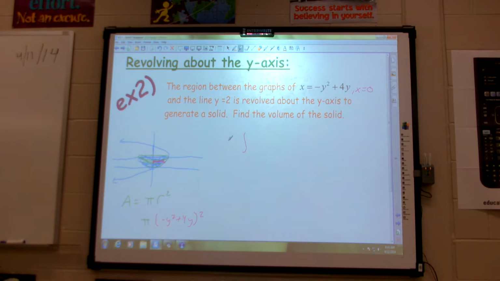So my integral, I'm going to pull out the pi. Negative y squared plus 4y, quantity squared, dy. Now, when I find my limits of integration, I'm integrating with respect to y, so I better look at the y-axis, right? So I'm going from 0 to 2. The key thing is, when you're revolving around a vertical line, you better be all in terms of y. Just like our arrow, we went left to right, we better be in terms of y. So, let's do this.